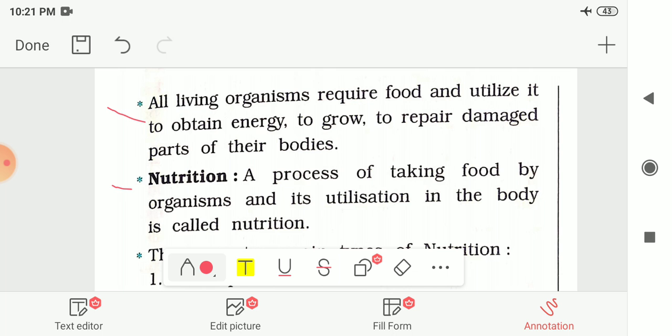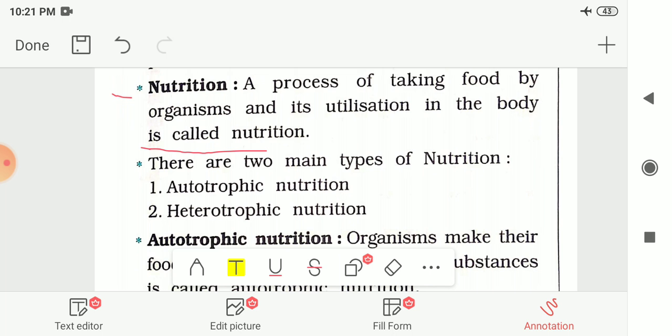Then after we had seen what is nutrition. So the process of taking food by organisms and its utilization in our body is called nutrition. So the process of taking food and utilization of this food to get the energy, to grow, to repair the damaged parts, this process is known as the nutrition.